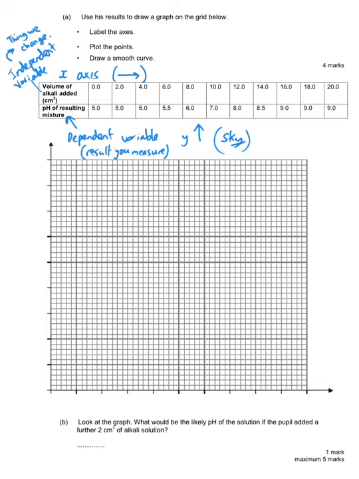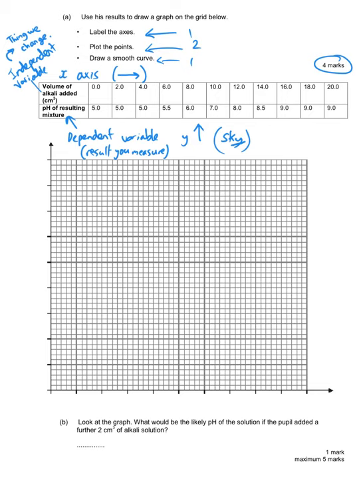That's how people like to remember that. So, looking at the marks, they're really explicit in how they're going to give you the marks. You're going to get 1 mark for labelling your axes. You're going to get some marks for plotting the points. That's likely to be 2 because the total mark is 4, and you're going to get 1 mark for drawing your smooth curve.